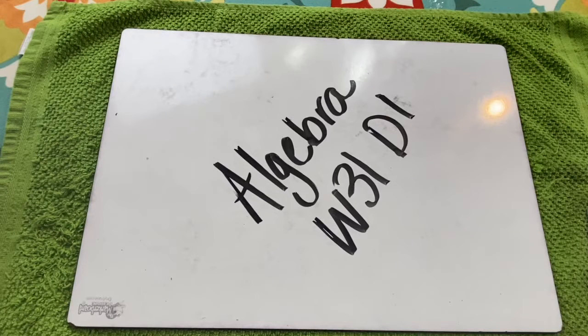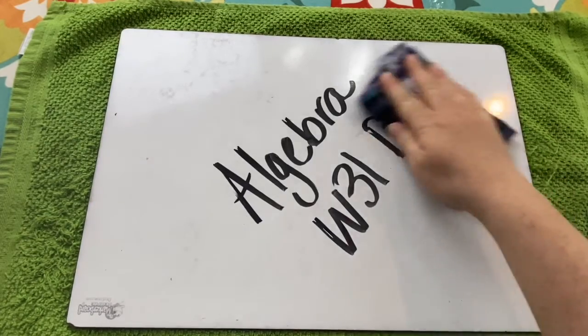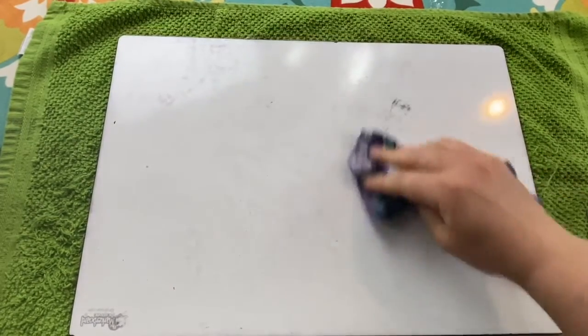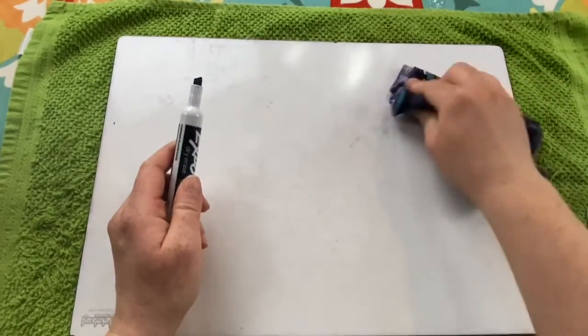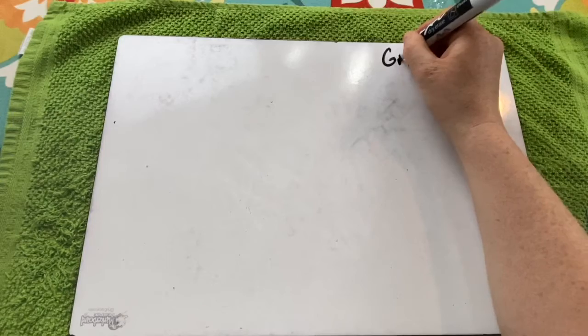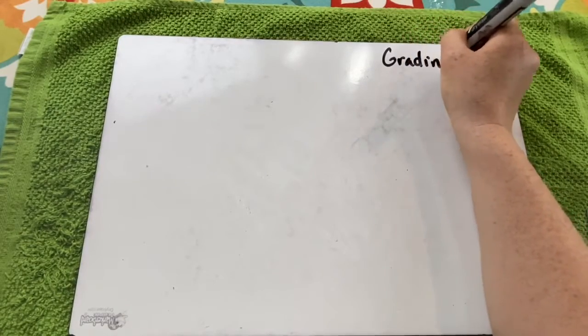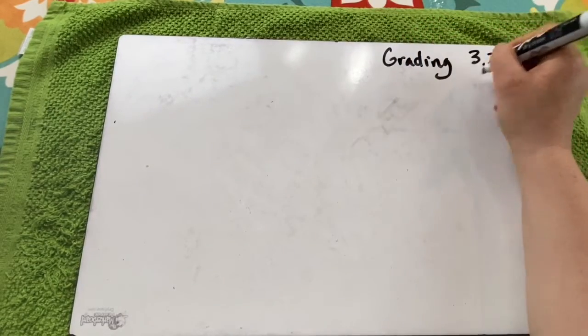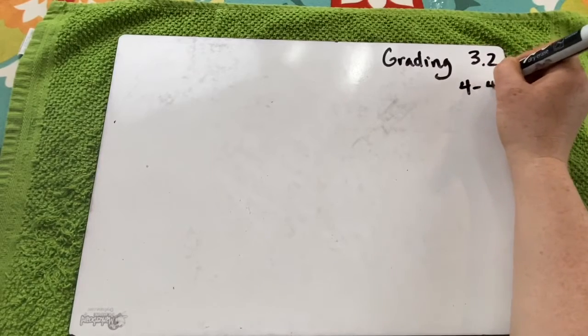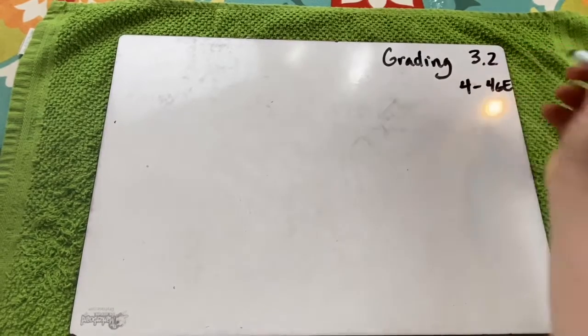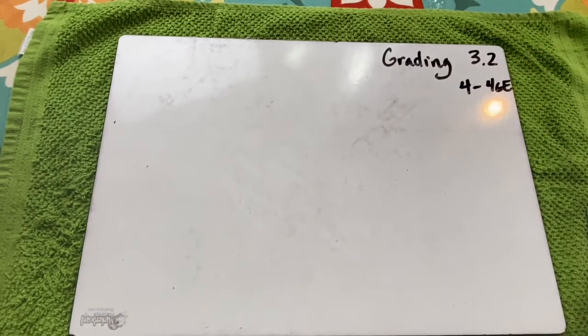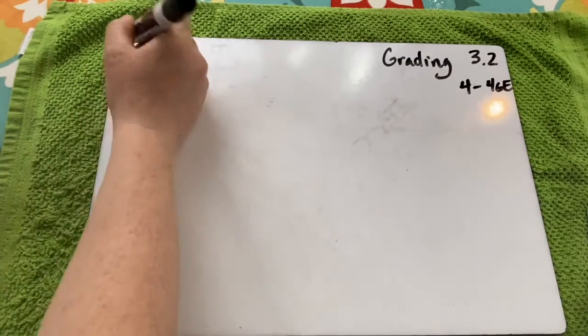Okay, so we're on Algebra, week 31, day 1. We are grading. Ooh, something touched my board. We're grading 3.24 through 46 even. I think that's what it said. Yep. Okay. So here we go.